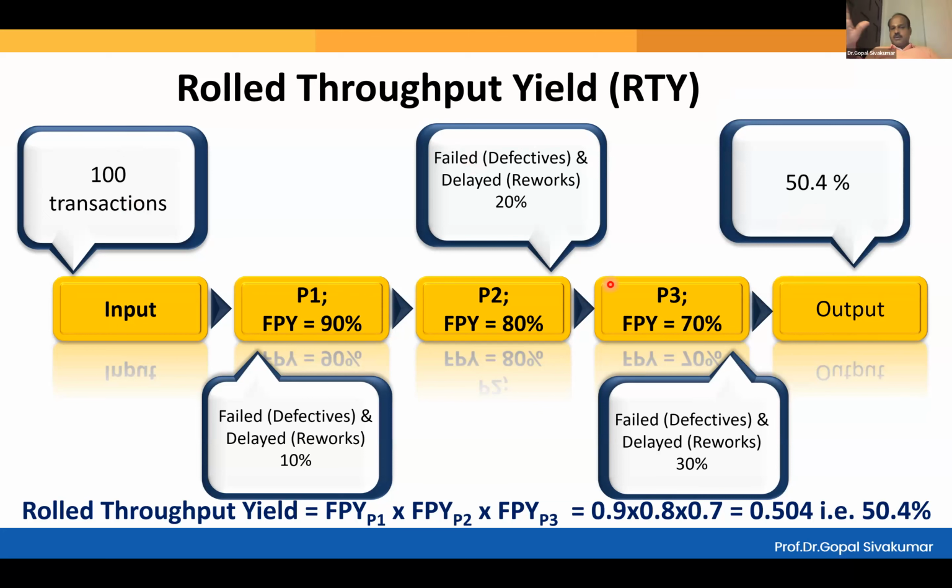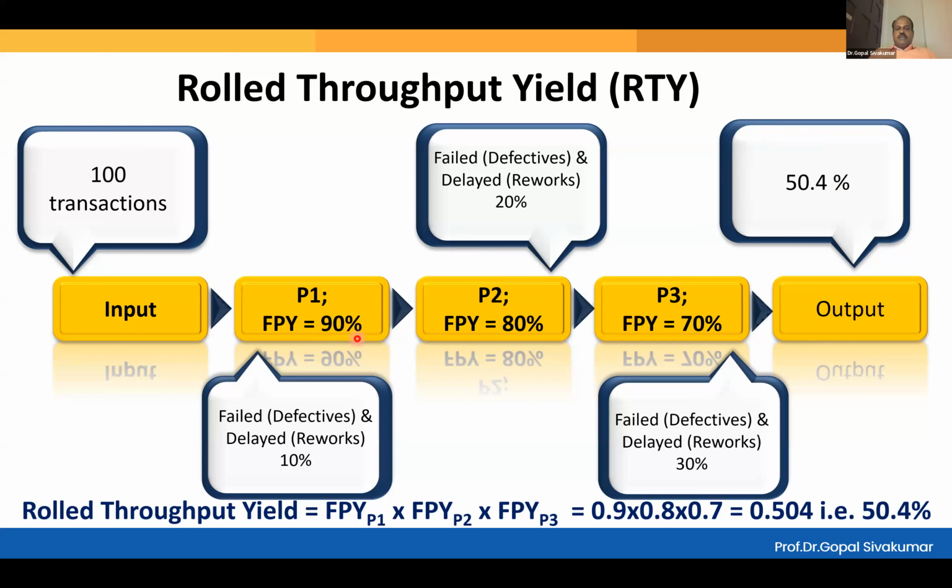Imagine you are responsible for the overall result, and you have team members working on P1, P2, P3. But P1, P2, P3 are connected. In such a scenario, your result is only this one, 50.4. How do we get this? By multiplying the yield of all the three processes.